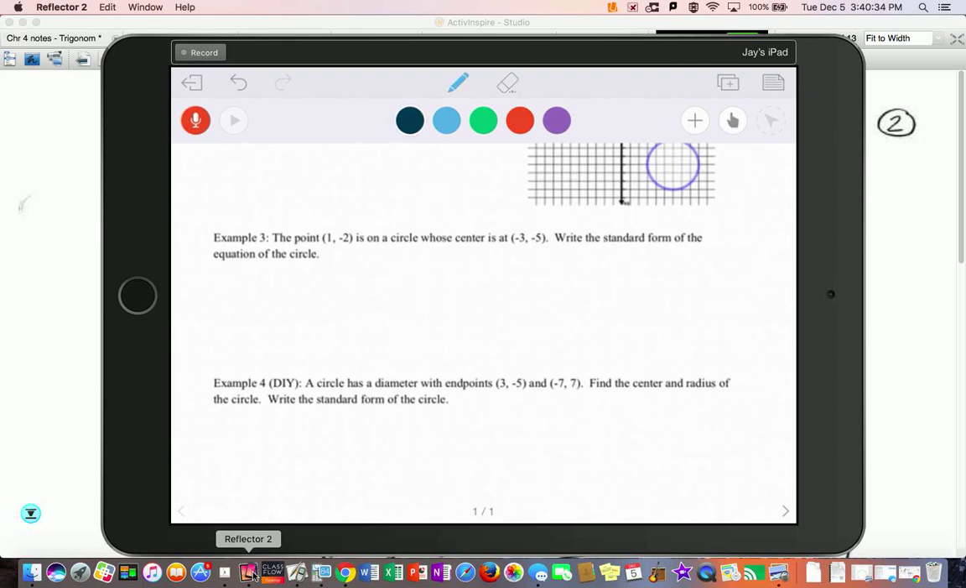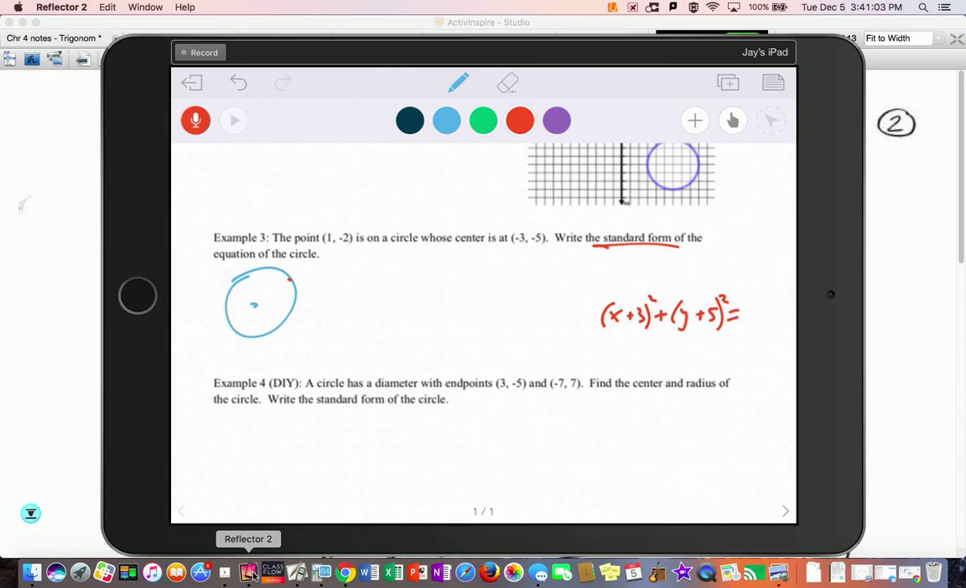Now they say the point 1, -2 is on a circle whose center is -3, 5. So what's happening is you have a circle with the center and a point on the circle. We're supposed to write the standard form. So you have to have the standard form at the end. Well, I already know we have x plus 3, y plus 5 quantity squared. The only thing I need is what is my r, and then we're going to square it.